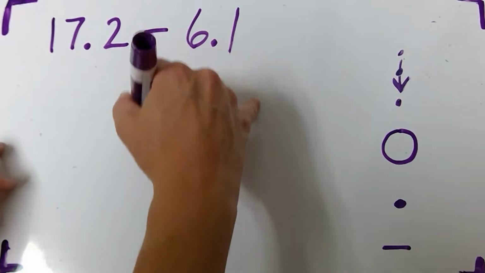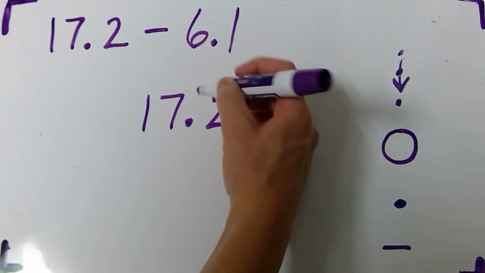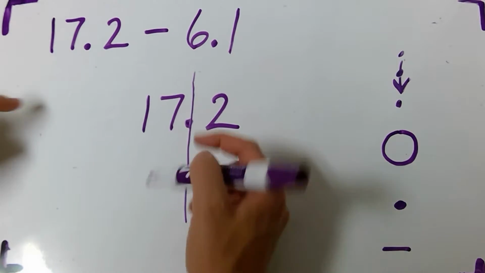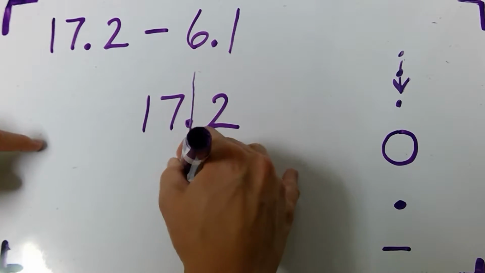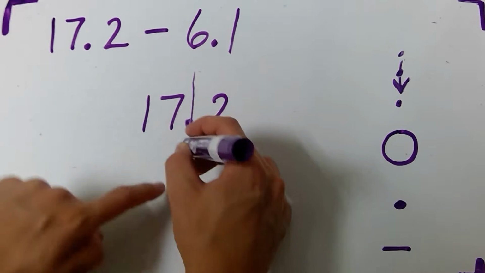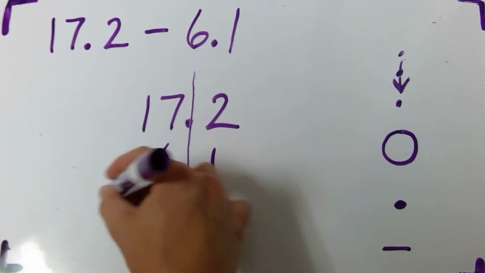So we write the first number, 17 and 2/10. Line it up by the decimal. If you watch the other video, you'll know that I draw a line to keep it all lined up. So I'm just going to draw the decimal for that number and then write everything normally around it. The 6 is to the left in the ones place. The 1 is to the right in the tenths place.